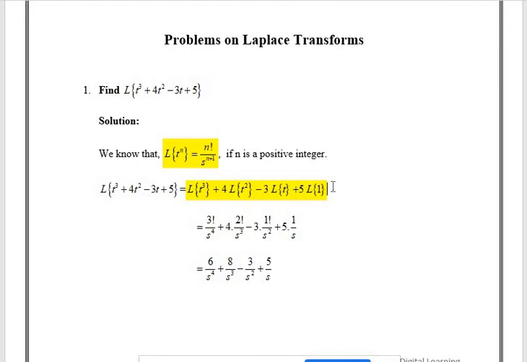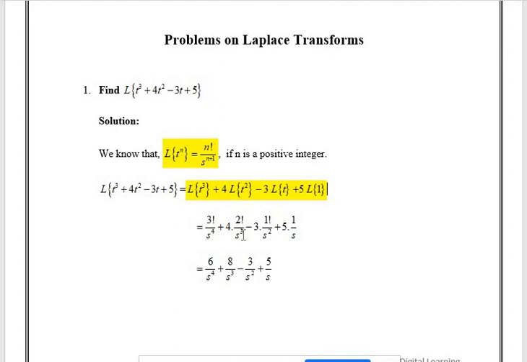transformation of 1. We have the formula L of t to the power of n is n factorial by s to the power of n plus 1. Here L of t cube means n is equal to 3. So the L of t cube is equal to 3 factorial by s to the power of 4 plus 4 into L of t square means 2 factorial by s cube, means 2 factorial by s to the power of 2 plus 1 by using this.